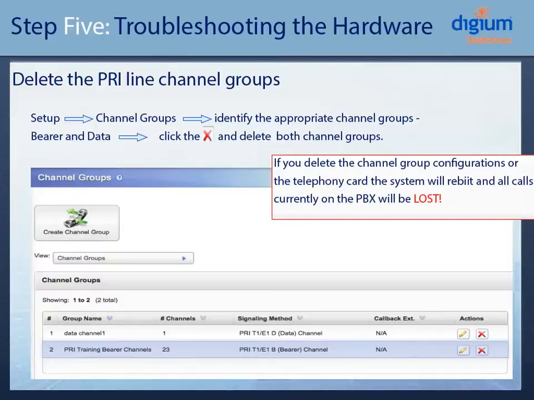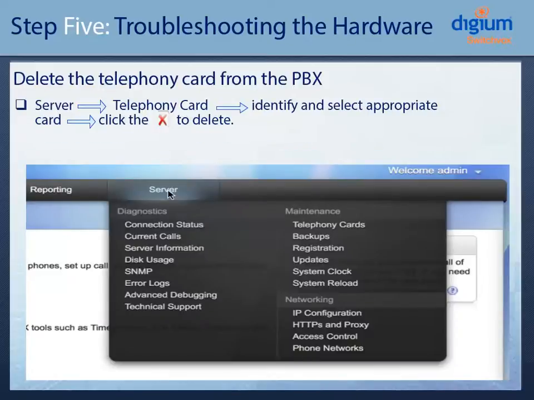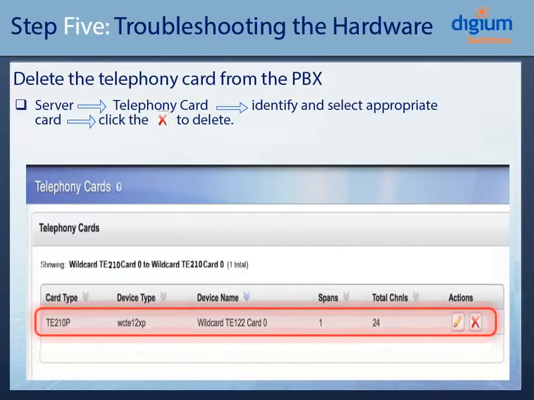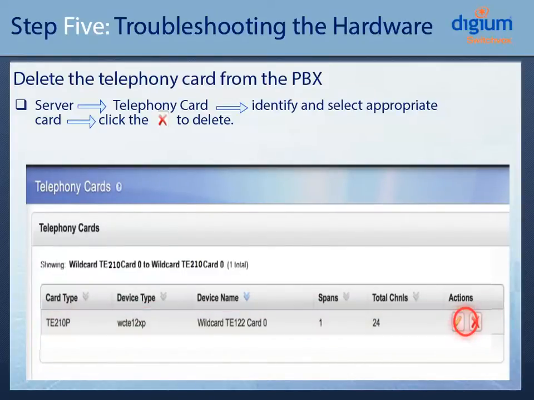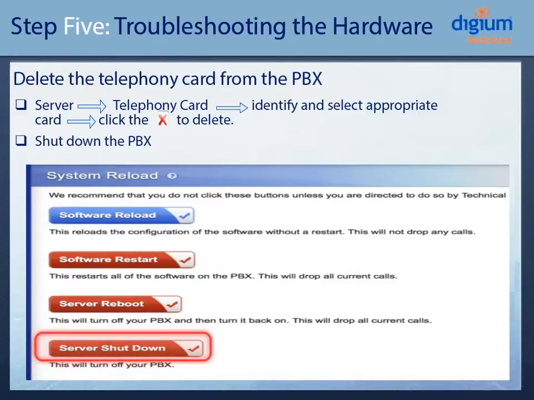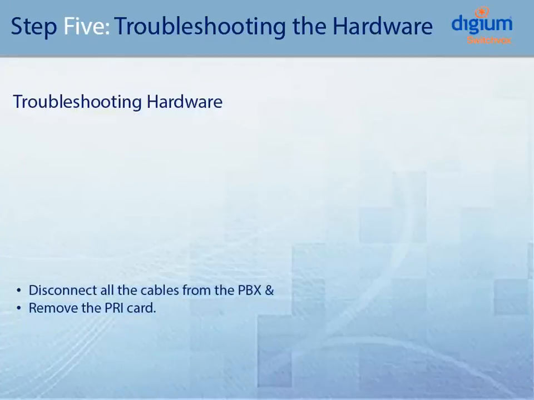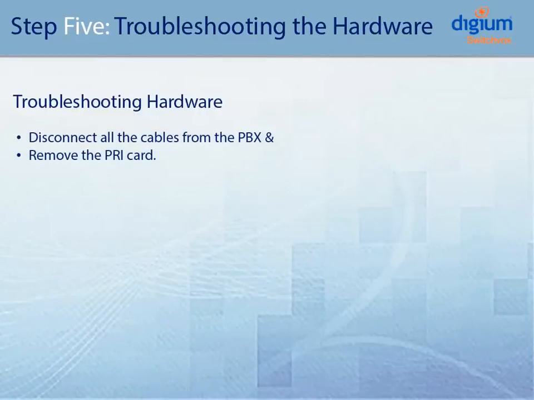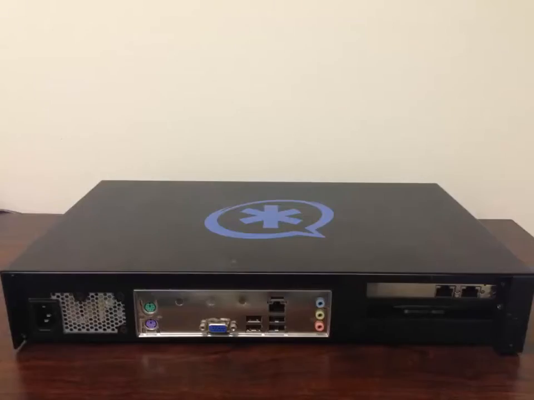Remember, when you delete the channel group configuration or the telephony card, the system will reboot and any calls will be lost. Next, you will need to delete the telephony card and shut down the PBX. Go to Server, select Telephony Cards, then select the appropriate telephony card and click Delete. Go back to Server, click on System Reload, and click on Server Shutdown. Then you'll need to disconnect all the cables from the PBX and remove the PRI card from the system.